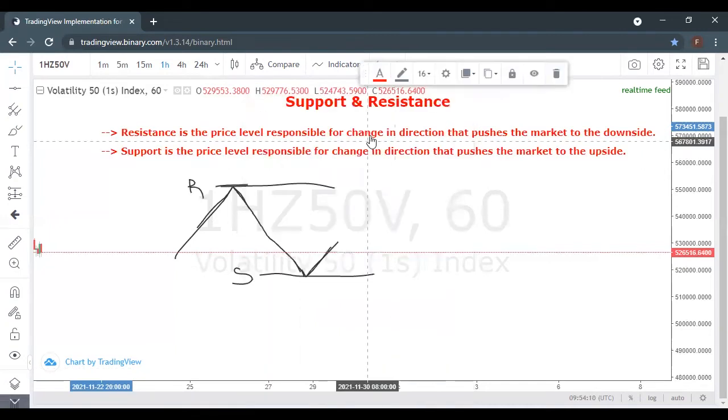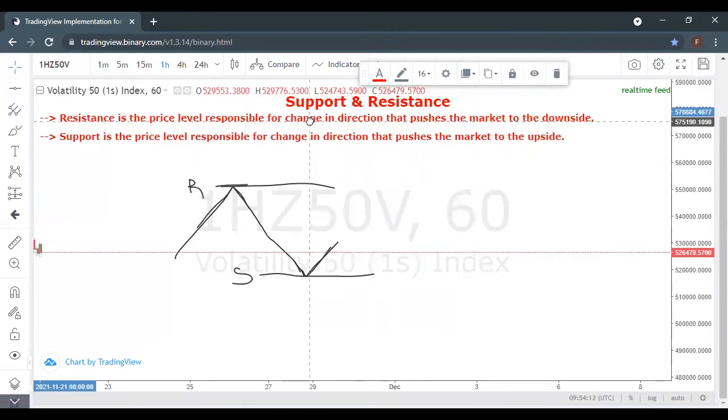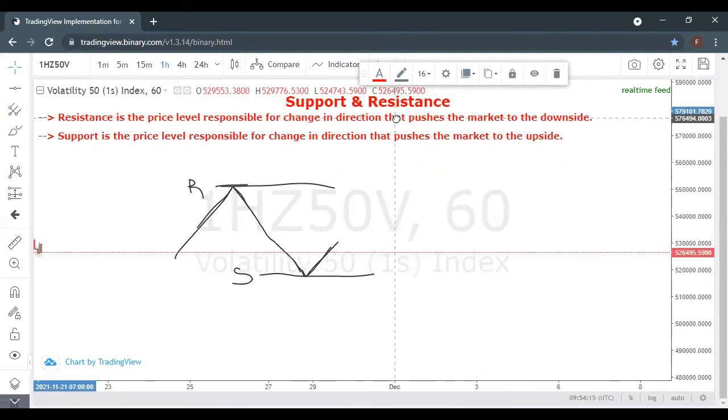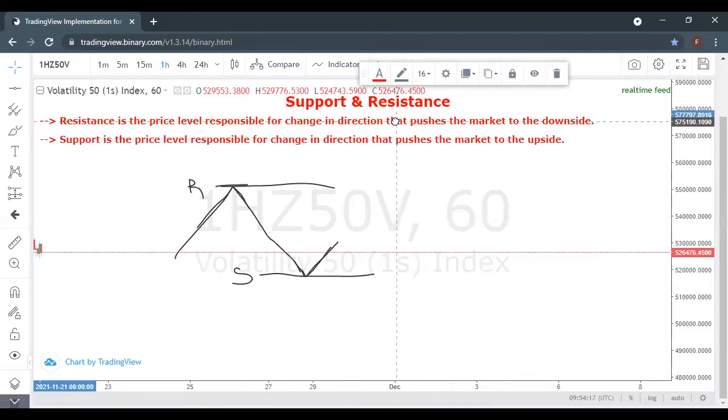Okay, so this is perfect. So we have support and resistance, right? Now the question is how do we use support and resistance, or what is the concept of support and resistance?